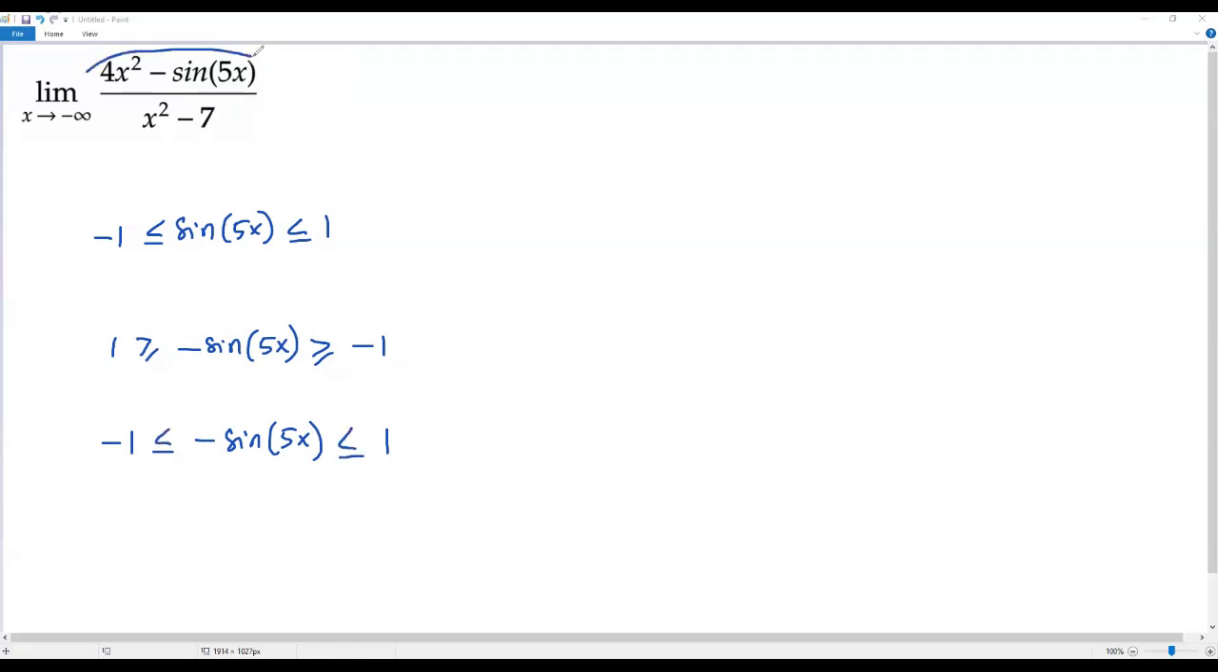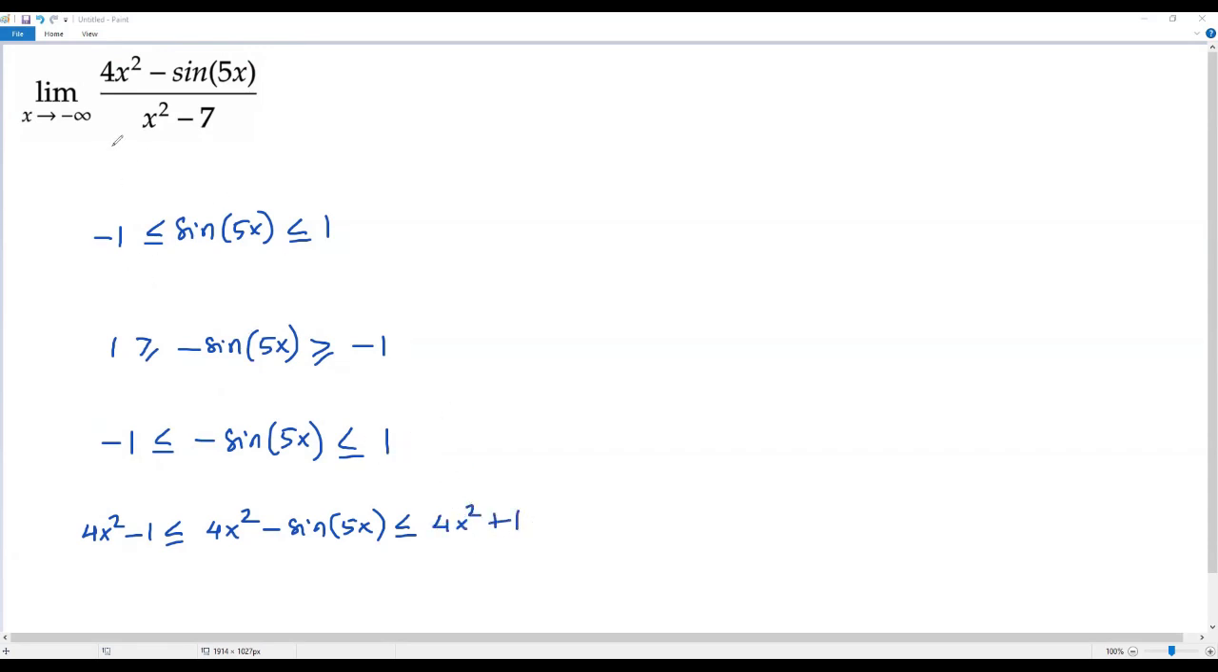Now I need to get the function exactly over here in the middle. Okay, so already we have negative sine 5x, but we need 4x square. So for that I have to add 4x square to all the three quantities in this compound inequality. So when I add 4x square to this negative 1, then I will have 4x square negative 1 over here. And when I add 4x square to this middle quantity, I'm getting 4x square negative sine 5x less than or equal to. When I add 4x square to this one, it will become 4x square positive 1.